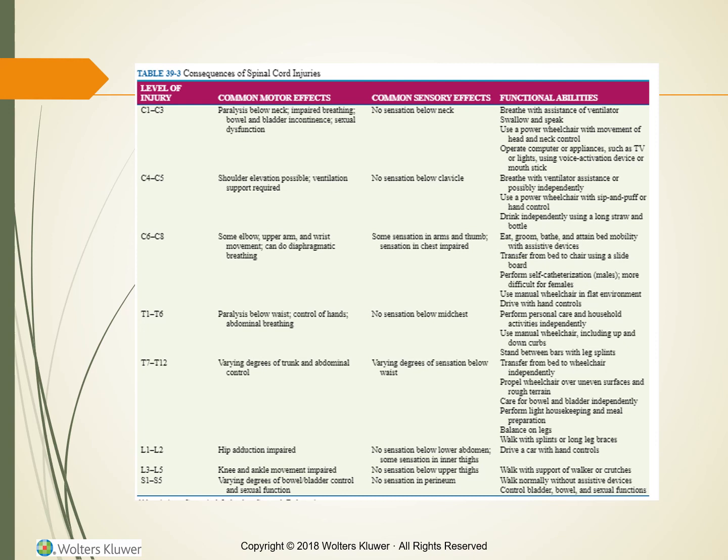In level of injuries L3 to L5, knee and ankle movement is impaired, and that means they have no sensation below the upper thighs. Generally, they walk with the support of a walker or crutches.